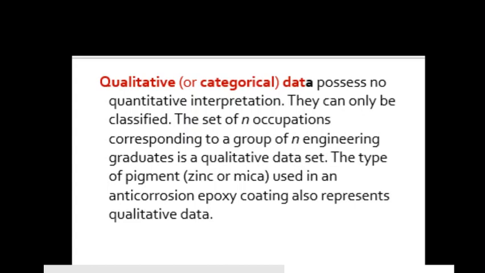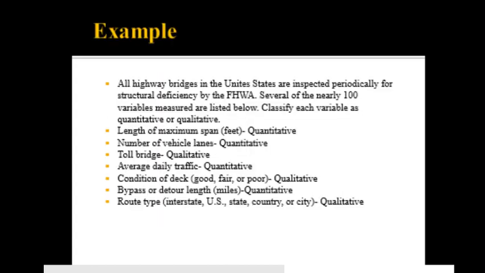Another example, the type of pigment used in an anti-corrosion epoxy coating. Again, there are two types of pigment here, zinc or mica. Doesn't have a numerical interpretation. So this is a qualitative or a categorical variable. Let's look at an example and identify each of the variables here as quantitative or qualitative data.